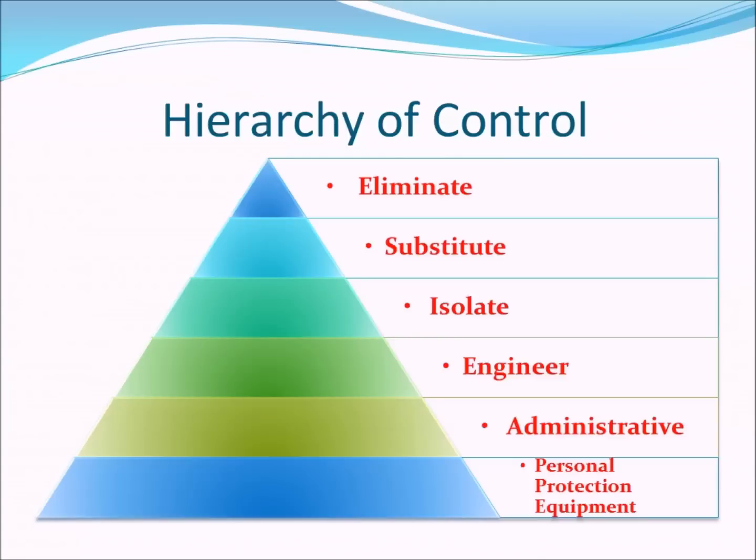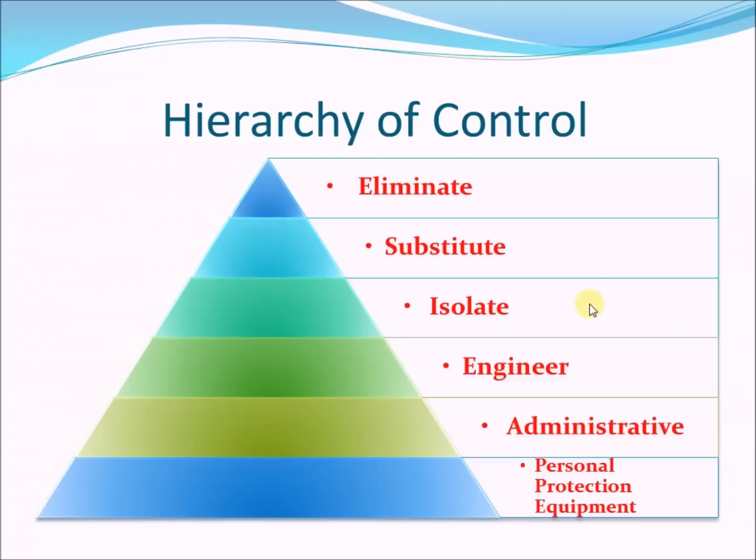As you can see there, it goes from top to bottom, and that's the way you use the control. The best way to manage a hazard or control the risk is by eliminating it completely from the workplace, whether it be your training in the workplace or a simulated environment. The second stage of the hierarchy of control is to substitute it with something else in the workplace so that it makes it safer.